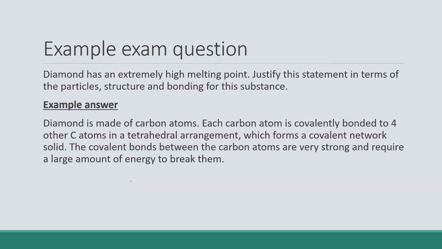And a typical exam question might ask: diamond has an extremely high melting point. Justify the statement in terms of the particles, structure, and bonding for the substance. So we state that diamond is made of carbon atoms. Each carbon atom is covalently bonded to 4 other carbon atoms in a tetrahedral arrangement. So we've covered the particles, the bonding, and the structure, and this forms a covalent network solid. The covalent bonds between the carbon atoms are very strong and require a large amount of energy to break them. So therefore, diamond has an extremely high melting point.